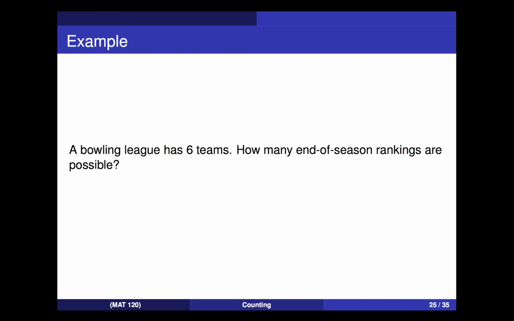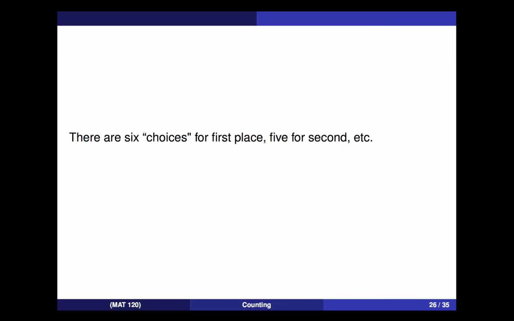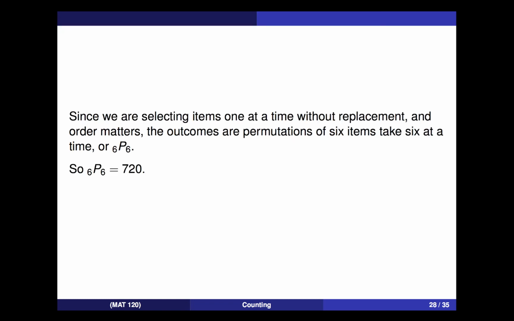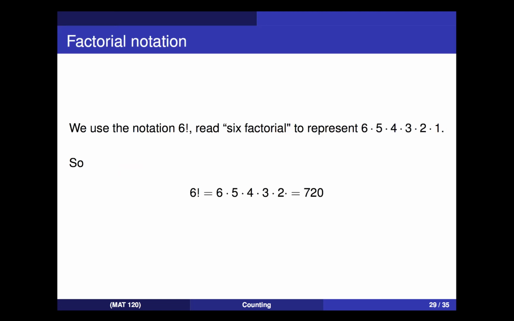Here's another example. Now we have 6 teams in this league. Okay, so 6 teams could be first, 5 for second, and so on and so forth. We didn't draw the boxes this time. You get the idea. Coincidentally, it turns out to be the same number, 720. All right. So this is another situation where it's a permutation, but we're taking 6 items 6 at a time. So 6P6 is 720.